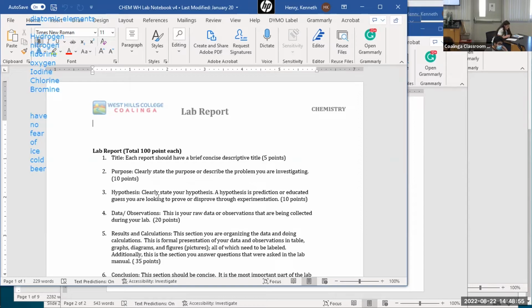Purpose. You guys know what the purpose is? What is the purpose of this class? To learn, yeah. The purpose of this class is to learn, right? So the purpose is just basically what is the purpose of the experiment that we're doing, okay, in general, or the problem that we're investigating.